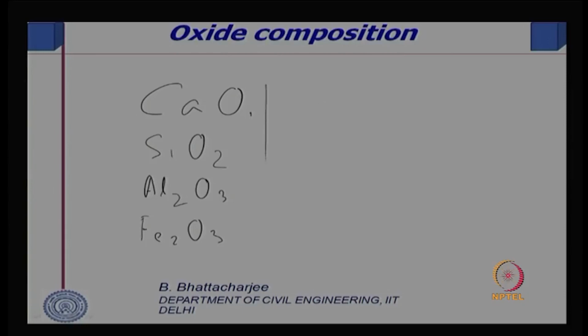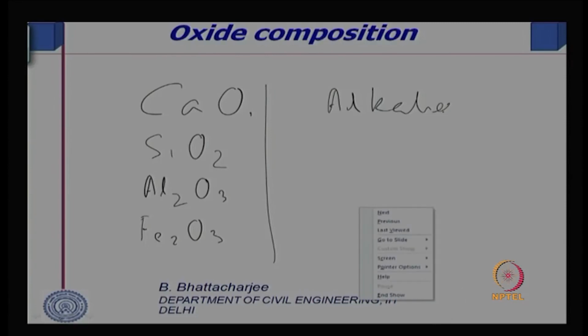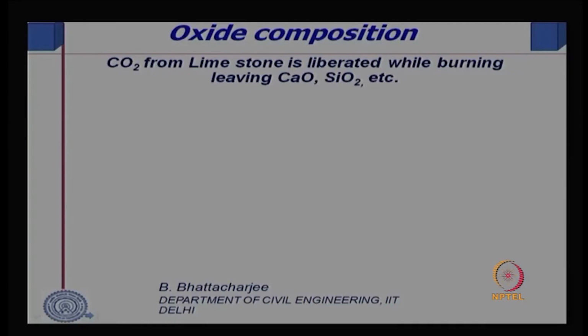So, the main oxides composition would be then alkalis, of course, then other impurities, etc., that would be there, magnesium oxide, that would usually be in, and they are controlled. So, some of them come from the ingredients, raw materials, some come through the process, and then the oxide compositions are controlled depending upon the performance of the cement that you desire. Right. So, carbon dioxide from the lime is liberated while burning, therefore, calcium oxide and SiO2 would be there.